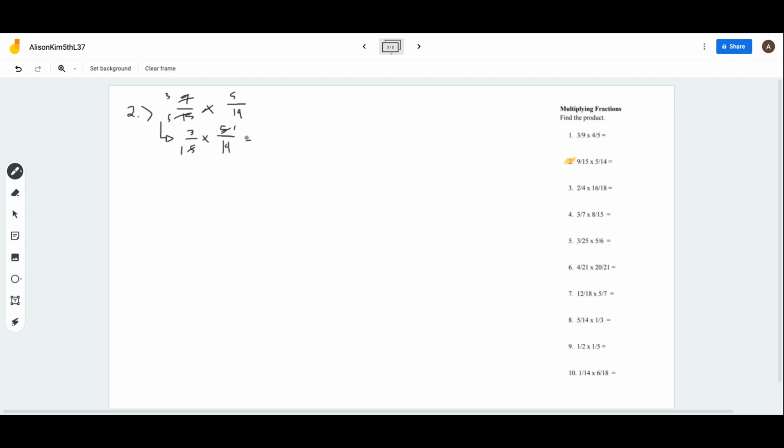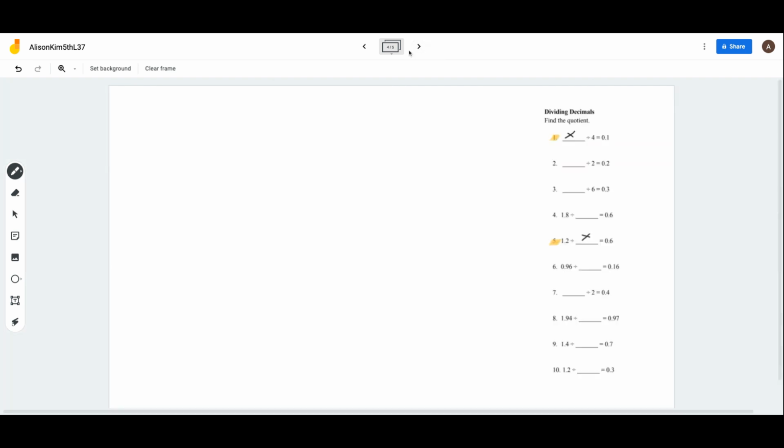And now we can multiply across. So it's going to be 3 times 1, which is 3, and now 14 times 1, which is 14. So our final answer for number 2 will be 3 over 14. So when you're multiplying fractions, don't worry about the denominators, just worry about simplifying before you multiply.